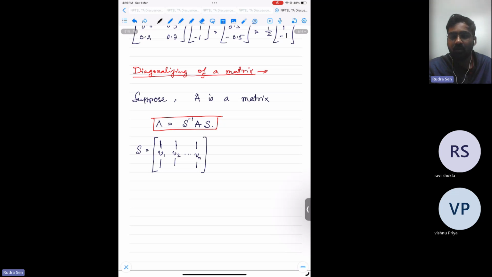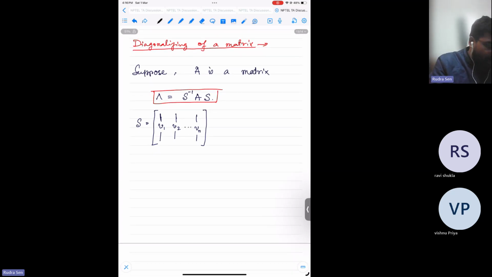There is no possibility of getting a dependent eigenvector for a distinct eigenvalue. But for repeated eigenvalues, sometimes there is a possibility that we get dependent eigenvectors. So that's why this is the one process.